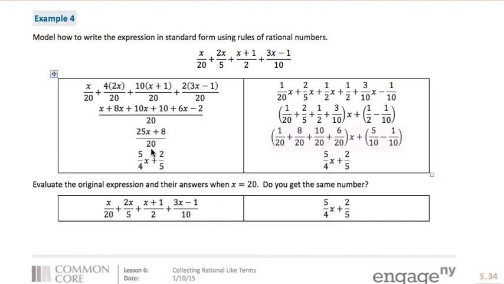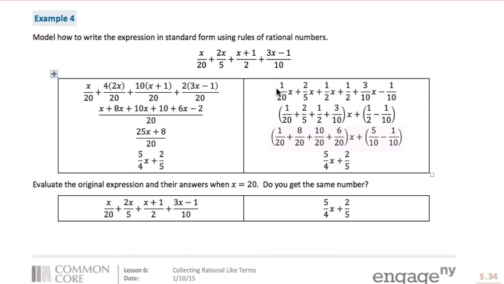Our final step then would be to take each of the terms and put them over 20 separately. So we would get 25x over 20, which we simplified to 5/4 x, plus 8 over 20, which we simplified to 2/5.